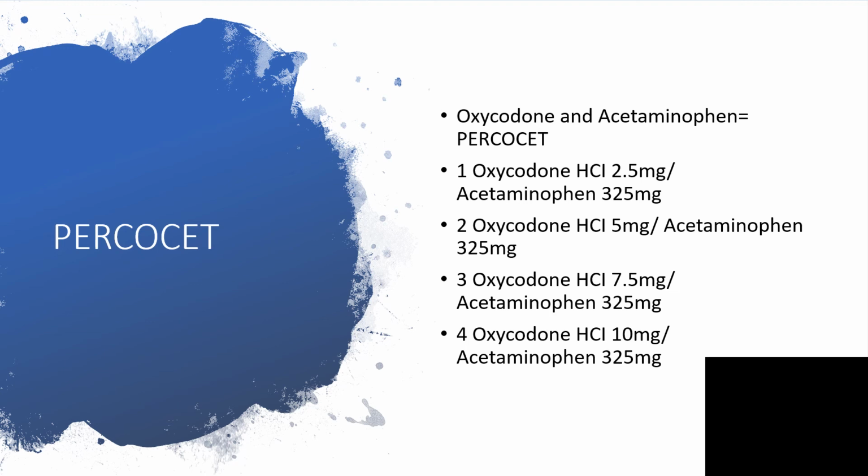Okay, Percocet is a combination of oxycodone hydrochloride and acetaminophen. Acetaminophen level is constant at 325 milligrams, but oxycodone level is not constant. It's from 2.5 to 5 and to 7.5 or 10 milligrams.